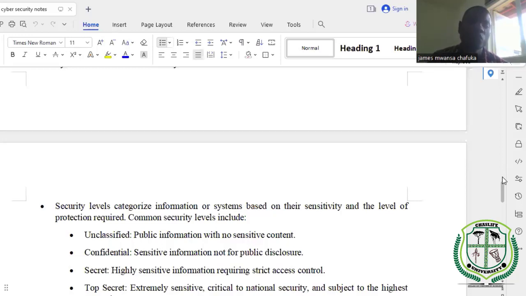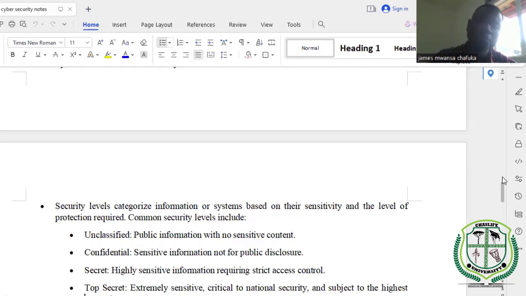And then there's also confidential. When you talk of confidential, these are sensitive information not for public disclosure. And then we also have the aspect of secret. On the aspect of secret, the emphasis is on highly sensitive information requiring strict access control. This information cannot be disclosed to the public, and if you disclose it, it can affect the growth and the outcome of everything. So and so on and so forth.